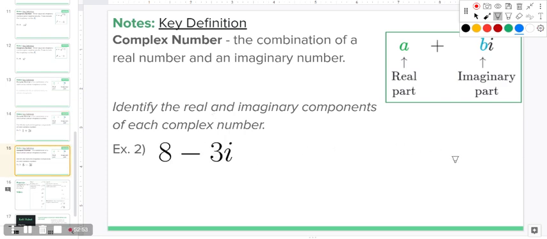All right, let's see how this plays out in example 2. We have 8 minus 3i. So the term without the i is this 8 here, so our real part is equal to 8. And the imaginary part here has a negative sign out in front of it, because we are subtracting that 3. So the imaginary part is going to be equal to negative 3. Again, not negative 3i, just negative 3.